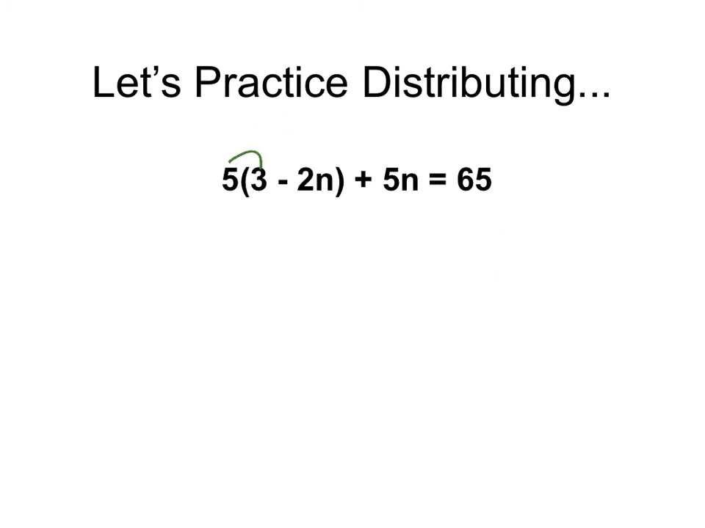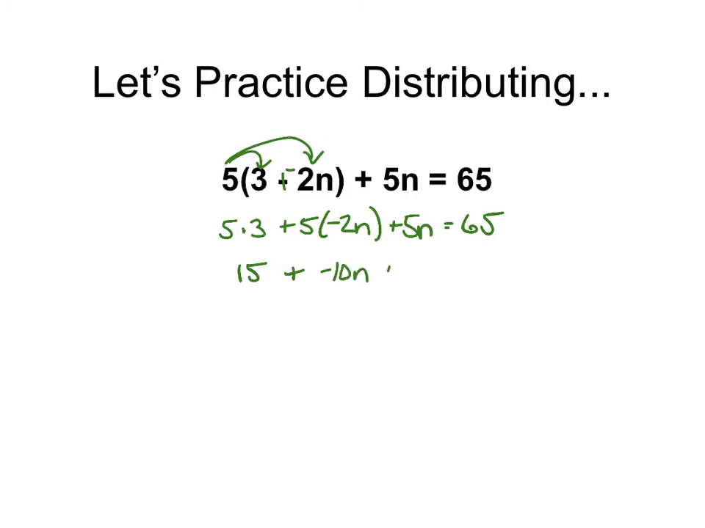I'm going to distribute 5 to the 3 in parentheses and 5 to the negative 2n. So I have 5 times 3 plus 5 times negative 2n plus 5n equals 65. Then I clean it up. I have 15 plus negative 10n plus 5n equals 65. And now I have terms with identical variable parts. I have negative 10n and 5n, which I can add together. So negative 10n plus 5n would be a negative 5n is equal to 65.